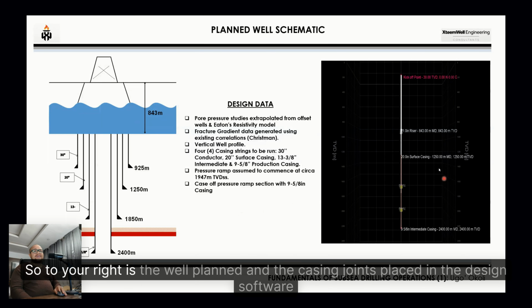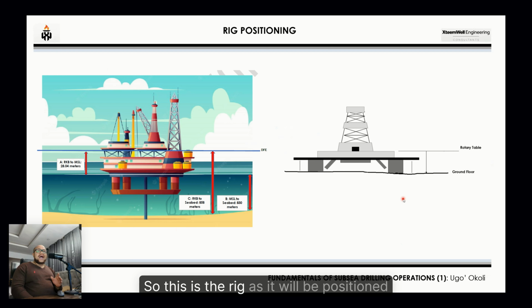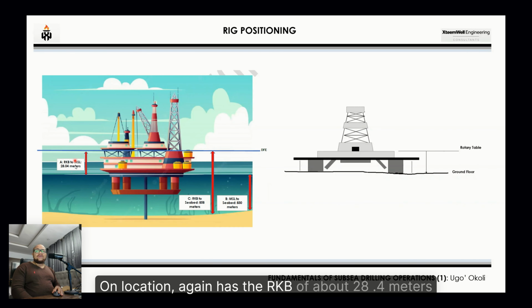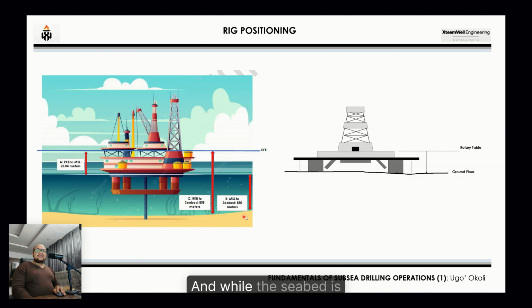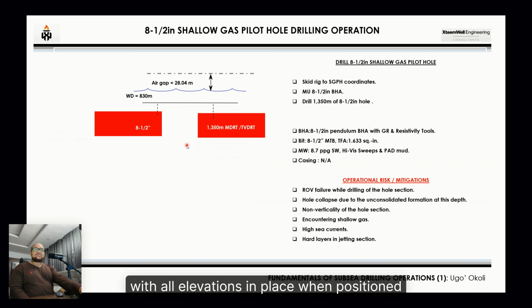So to your right is the well plan and the casing joints placed in the design software. So this is the rig as it will be positioned on the location. Again, it has the RKB of about 28.04 meters, while the water depth is expected to be about 30 meters. This is how we expect the rig to be with all elevations in place when positioned.